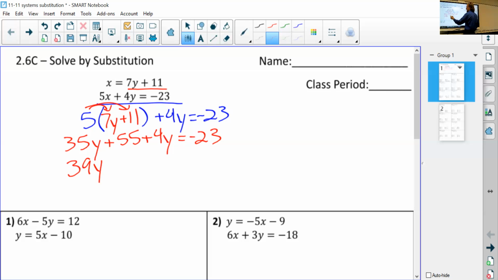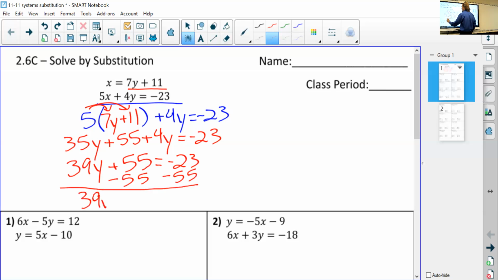We want to bring this 55 to the other side. Actually, let's write out all the steps. Let's not be lazy. 39y plus 55 equals negative 23. So minus 55 from both sides. Quickly running out of room. So 39y equals, this will cancel, negative 23 minus 55 more is negative 78. So we just divide both sides by 39, and that will give us y equals negative 2.